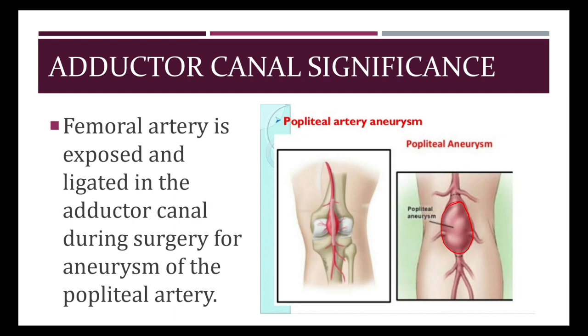But why do we ligate the femoral artery in the adductor canal? This is because the artery at this side is healthy and it does not tear when tied, which may occur if the artery is tied in the popliteal fossa immediately above the popliteal aneurysm. Now this process of ligation of femoral artery in this surgery was first performed by a famous surgeon, Dr. John Hunter, and the adductor canal was named after him as Hunter's Canal.